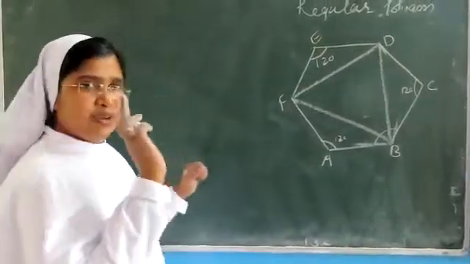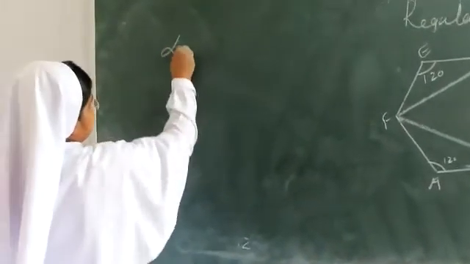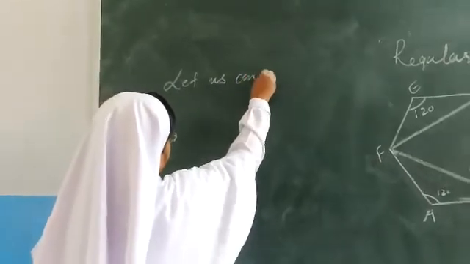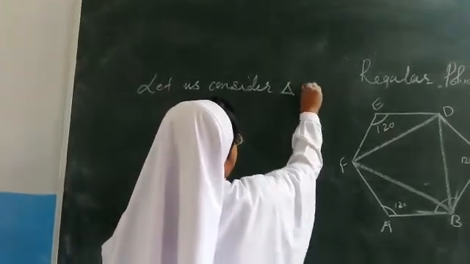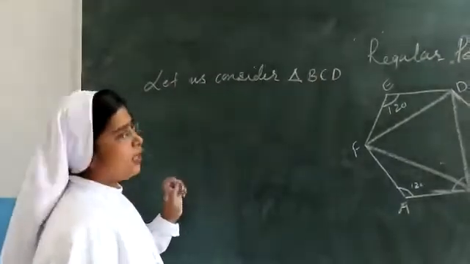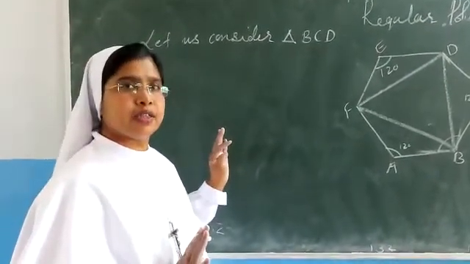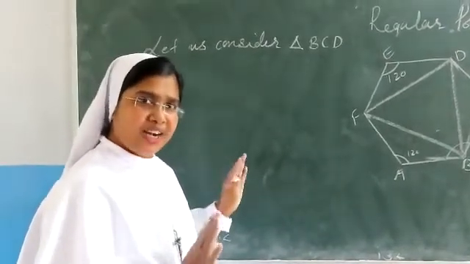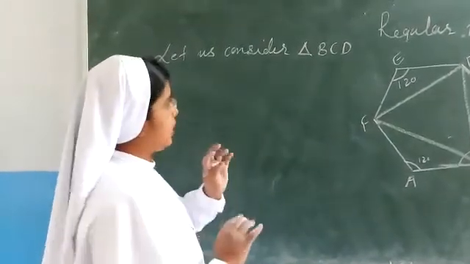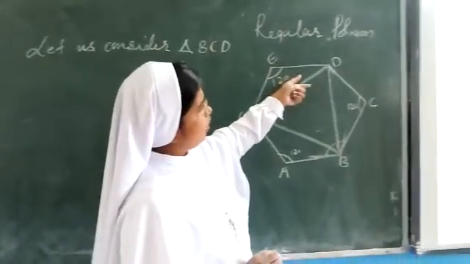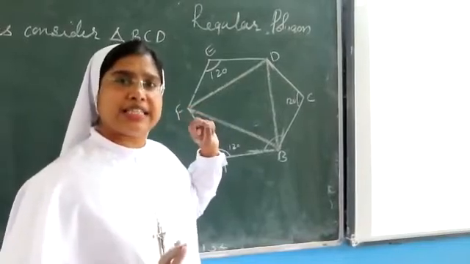Okay. So now let us consider one triangle, an outside one. So let us consider BCD. Okay, now we know the sum of the angles of a triangle is how much? 180. Okay, that is always the same. Sum of the angles of a triangle is 180. Okay, now what else do we know? Look at the figure. This is an isosceles triangle. Isosceles triangle means what?